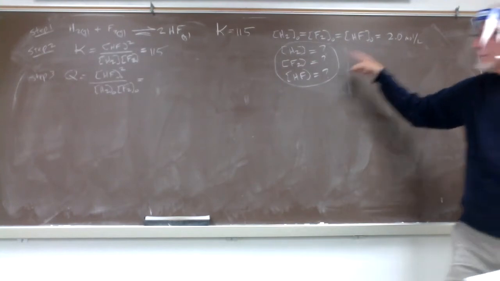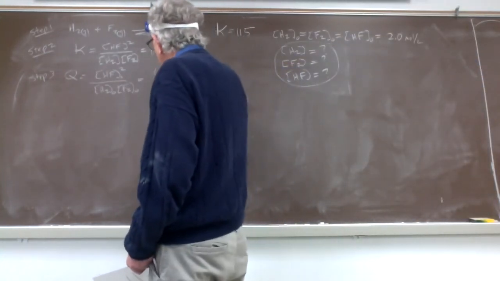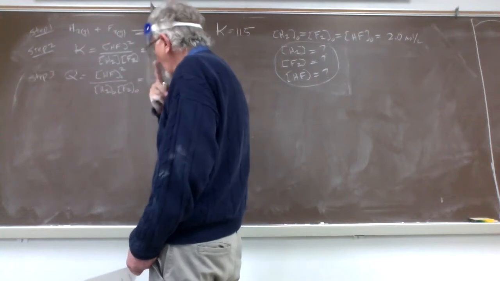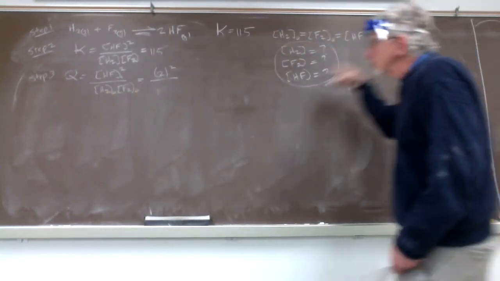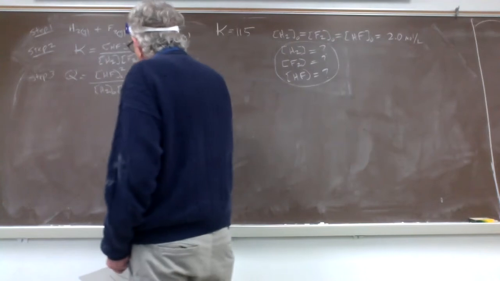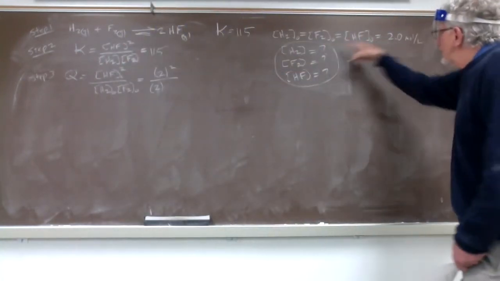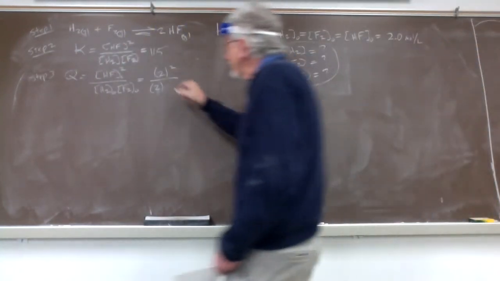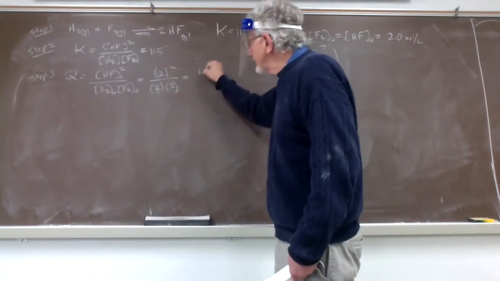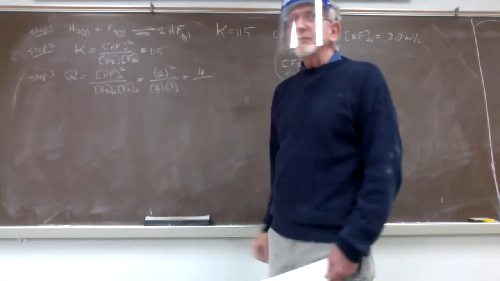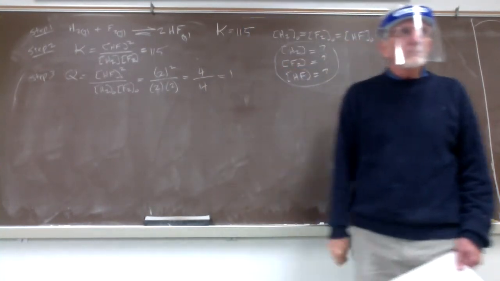So what are we going to plug in for HF? 2. We're going to plug in for hydrogen also 2 moles per liter. And what are we going to plug in for fluorine? Also 2 moles per liter. So we have 2 squared, 4, over 2 times 2, 4, equal to 1.